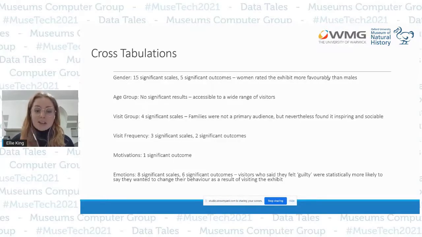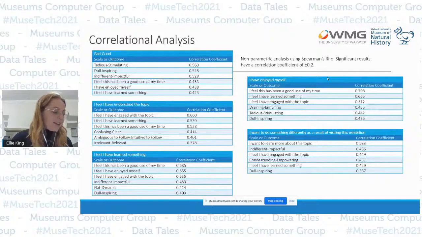With gender, you can see that women rated the exhibit a lot more highly than males. And then, interestingly, and I think this is a really interesting point, the emotion ones at the bottom: visitors who said they felt guilty were statistically more likely to say they wanted to change their behaviour as a result of visiting the exhibit. I think that's a really good result from the exhibition that gives a real, nuanced and detailed sense of visitor behaviour. There's then the sense of correlation analysis.